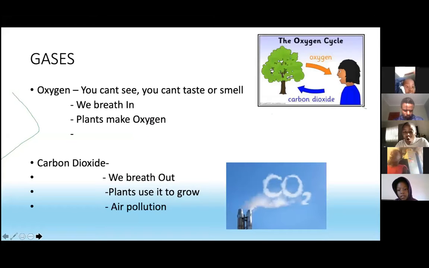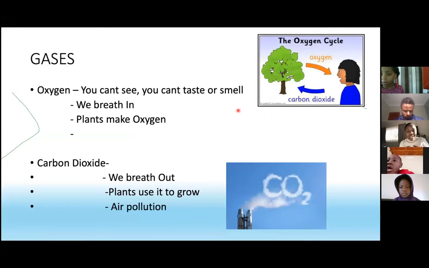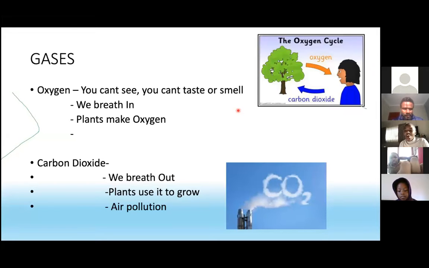Now we're going to talk about the gases we breathe in, and what a gas is and what those gases are like. What we breathe in is oxygen, and oxygen comes from trees. Yes, the trees give us oxygen. How do they give us oxygen? The tree gives us oxygen through photosynthesis. Good. Whoever said that, that's the answer.